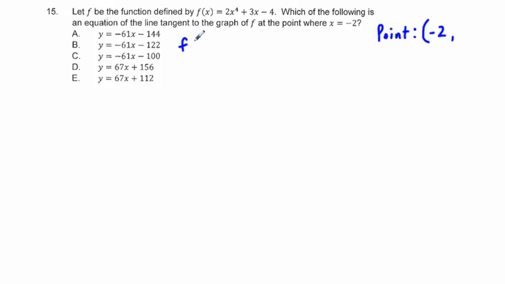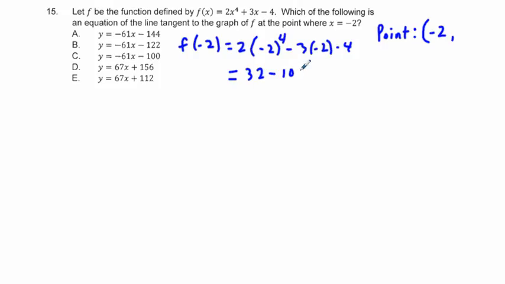So we take f of -2, which is equal to 2 times -2 to the fourth power minus 3 times -2 minus 4. And that's going to be equal to 2 times 16, which is 32, plus 6 minus 4. So we have 34 right here. So that's our point.